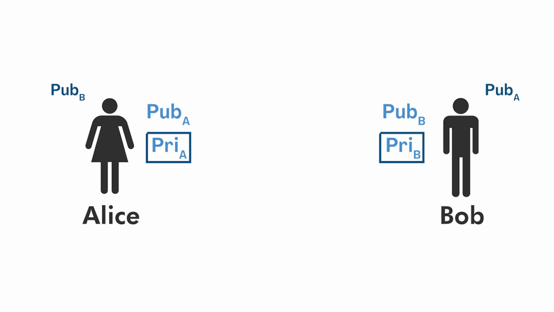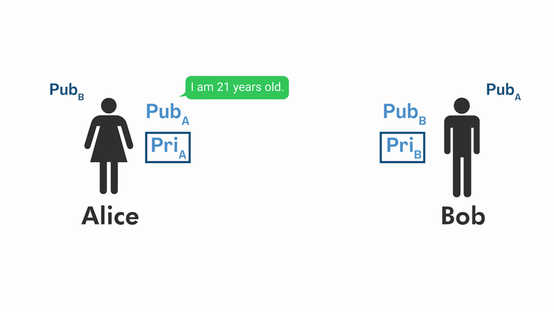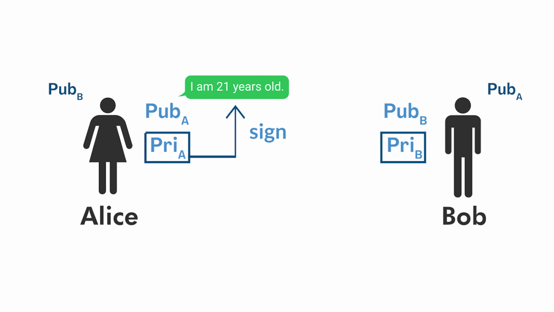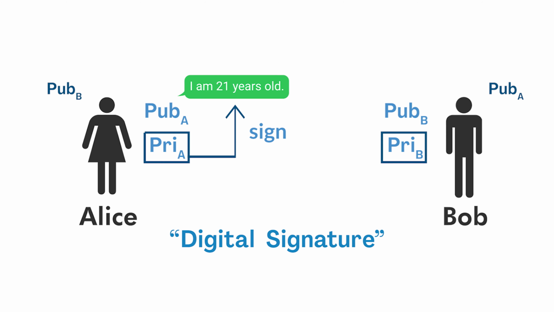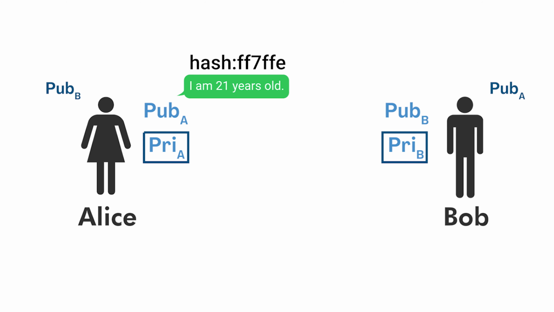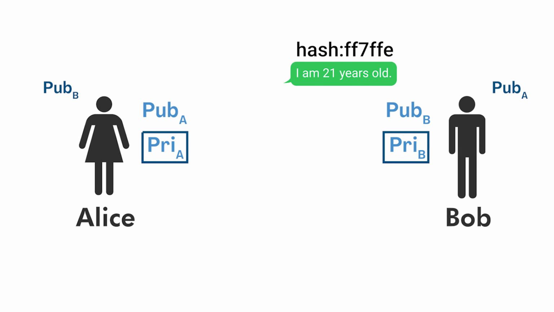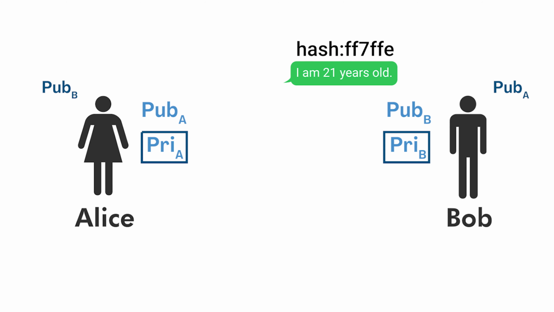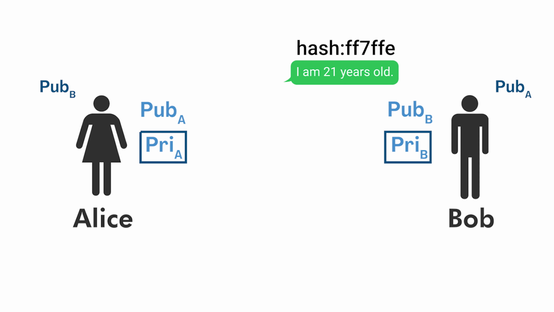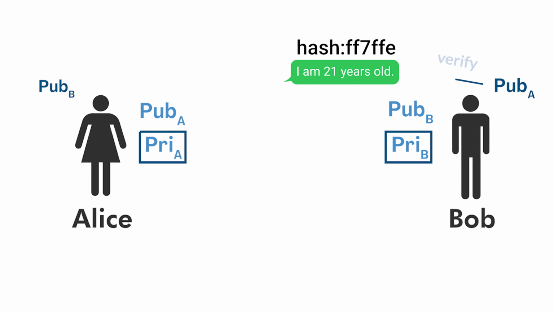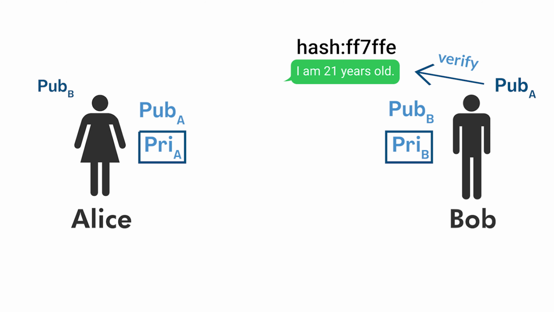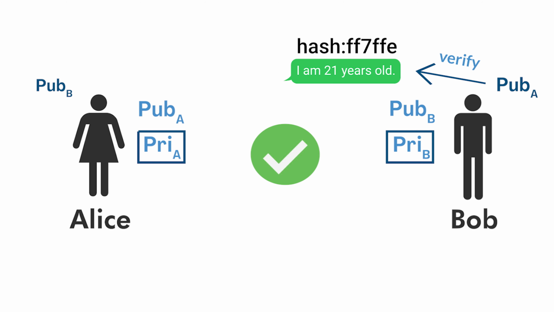For example, if Alice says that she is 21 years old and she signs this message with Alice's private key, the output is a digital signature, which is nothing but just a hash. She can send that hash along with this message to Bob. Now Bob needs to validate whether this message is from Alice or not. In that case, what will he do? He will use the public key of Alice to verify this message along with the hash that was sent with it. And if the verification is successful, then it means that this message was indeed sent by Alice.